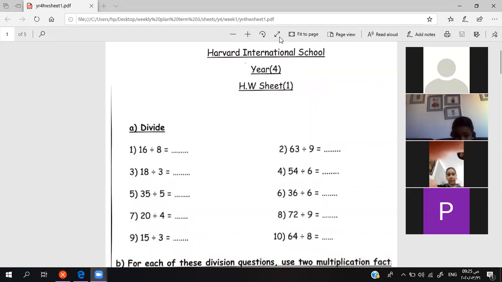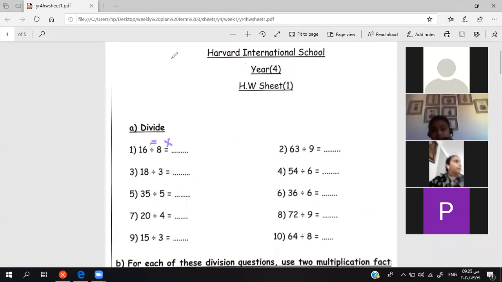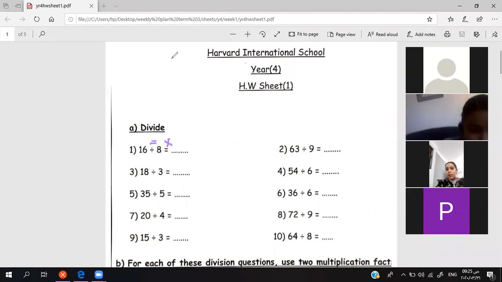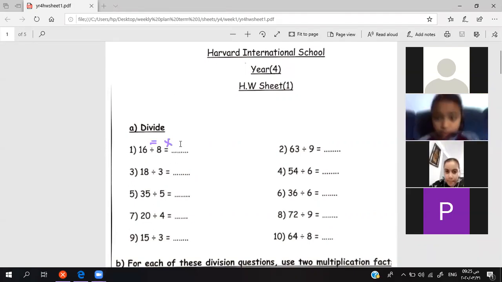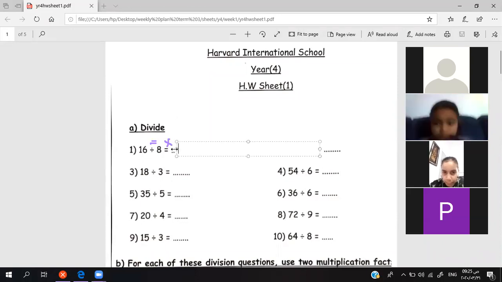So we're going to start with normal division. I'll make a times sign here and an equals sign here, and I ask myself, what times 8 gives me 16? Is it 1 times 8? No. Is it 2 times 8? Yes. So my answer is going to be 2.